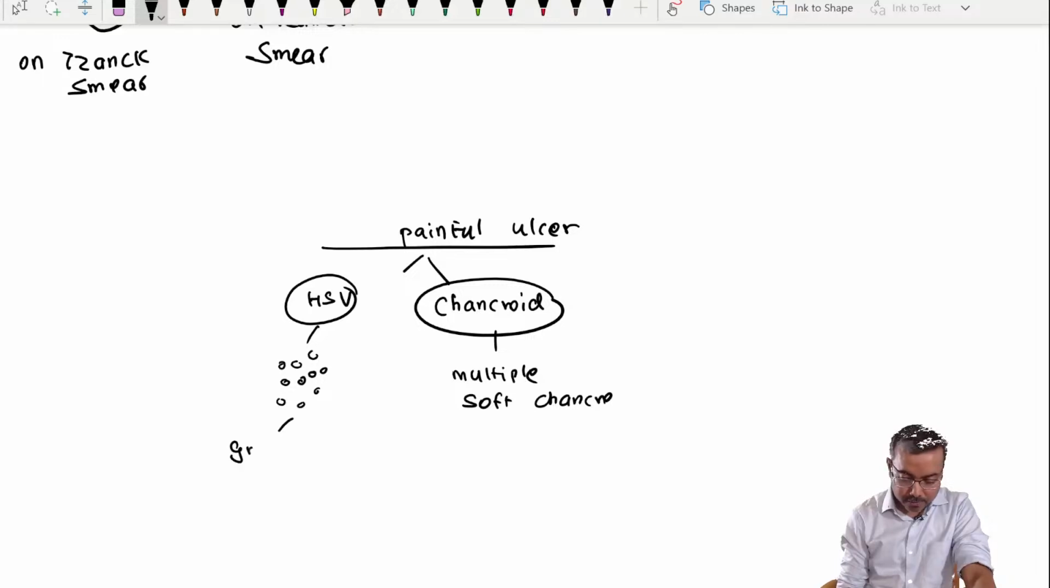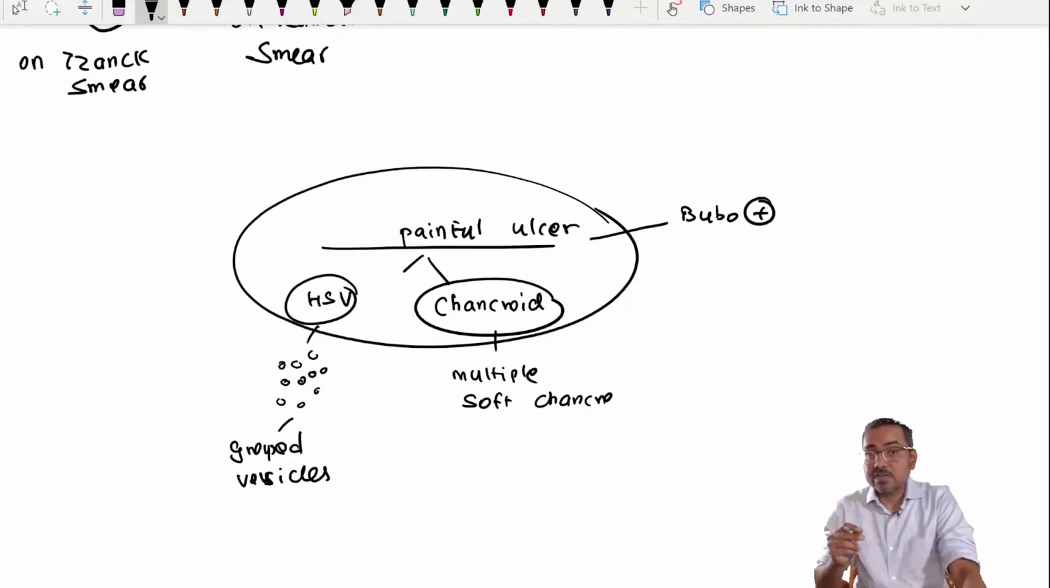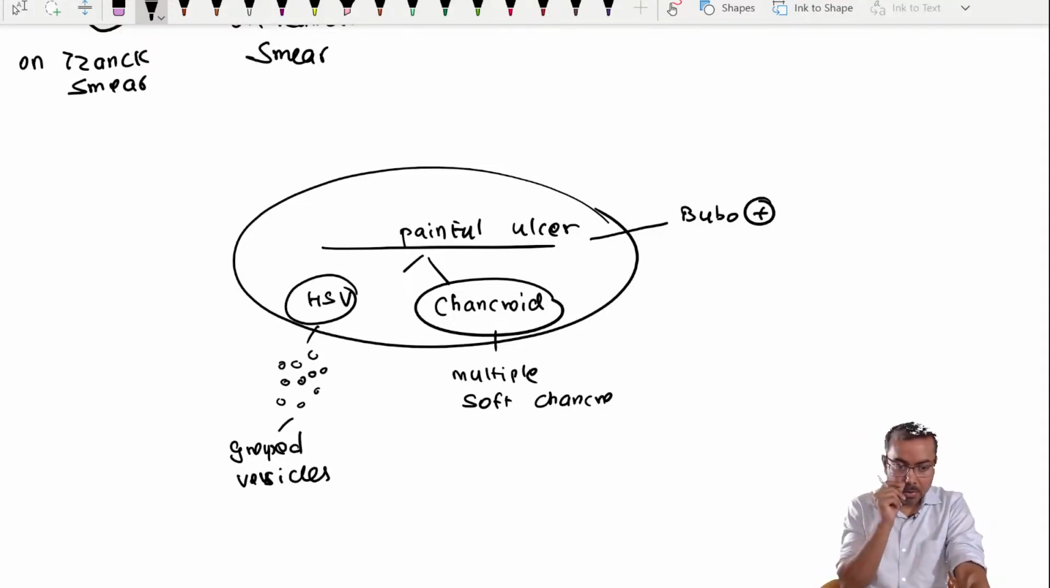This is going to be grouped vesicles. Both are painful. Grouped vesicles. Both of these will have a bubo. Bubo is positive, which is a lymph node that is swollen and painful. HSV also has bubos. Chancroid also has bubos. Remember that. Bubo, very important.